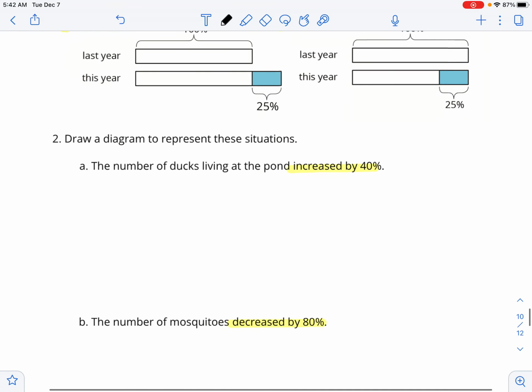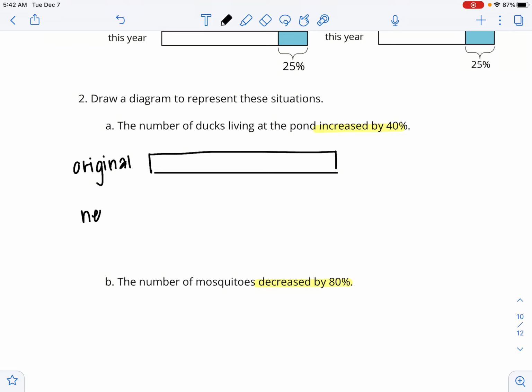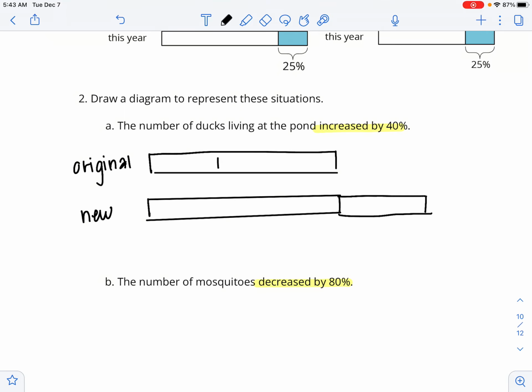I'm just going to show question 2A. In question 2A, we would have an initial tape diagram that showed the original amount of ducks living at the pond. Then, the number of ducks living at the pond increased by 40%. And so you would want a tape diagram that just shows about 40% more on the new box. We have 100% here, 100% here, and an additional 40%. And that's also how you should draw your diagram in B.